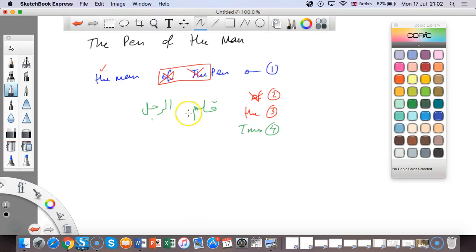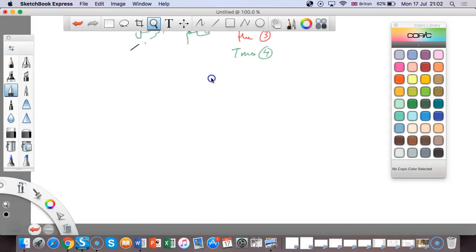Okay, so what vowels? Qalamu ar-rajuli. Yeah, you could have had qalama ar-rajuli, qalami ar-rajuli. Everyone happy with that? Okay, let's do one more example now.